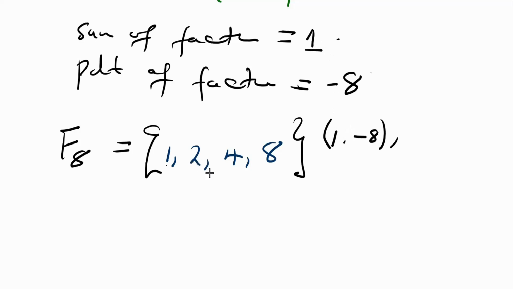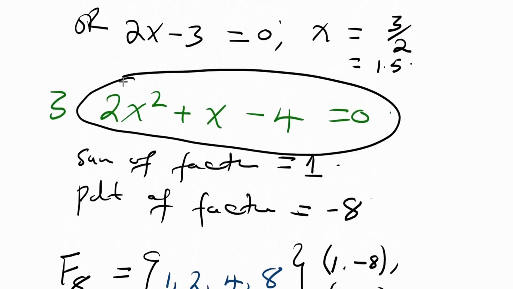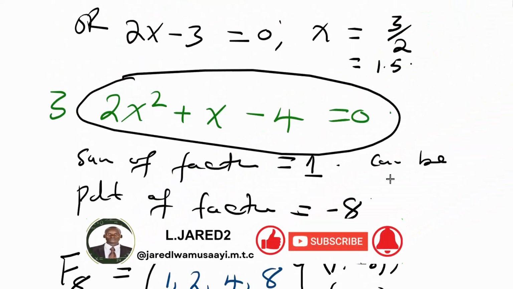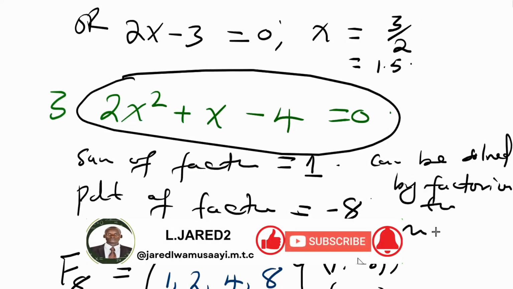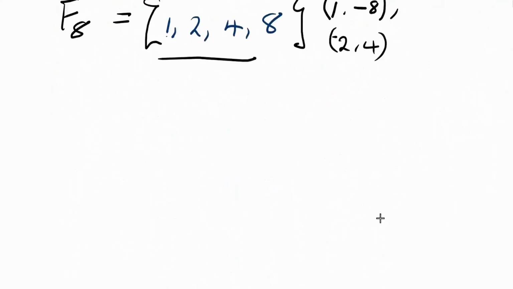What if we consider 2 and 4, and maybe we apply a negative on 4? If we multiply them, we shall get negative 8, yes, but if we sum them, we shall not get a positive 1. Or if we apply a negative instead on 2, if we multiply, we shall get negative 8, which is okay, but if you add them, we shall not get a positive 1. Implying that such a quadratic equation cannot be solved by factorization methods. It can be solved by other methods.